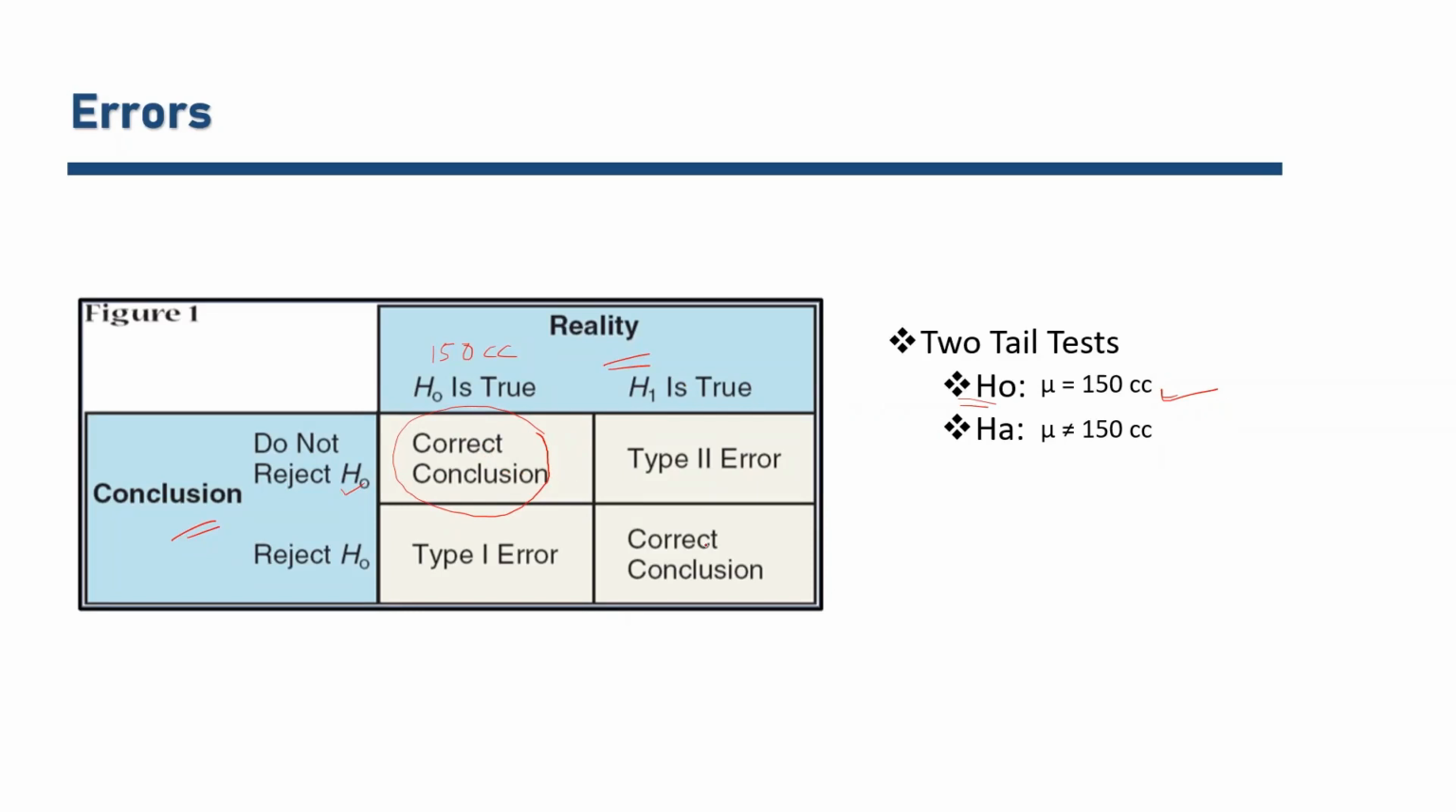The other scenario will be that the machine is in reality not producing 150 cc, right? It is producing with a mean of, say, 157 cc.